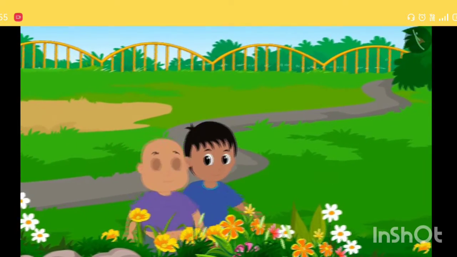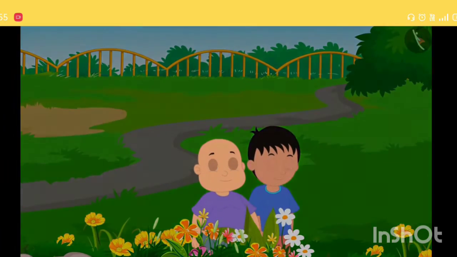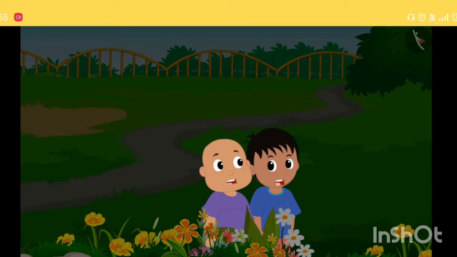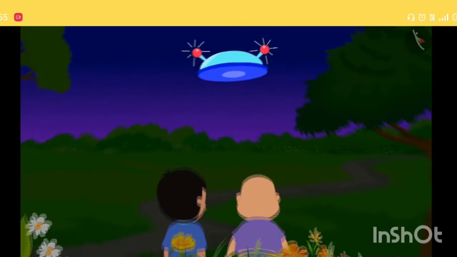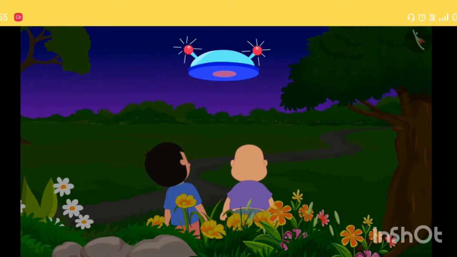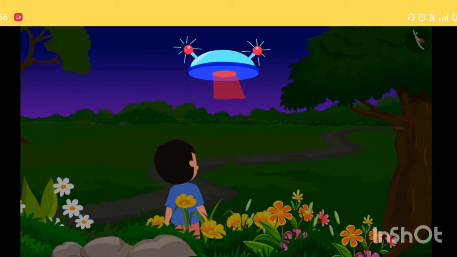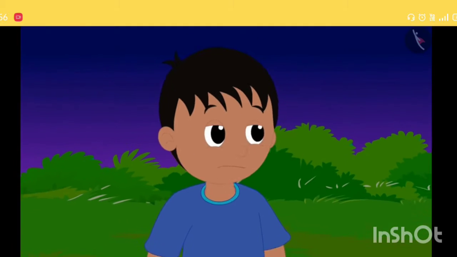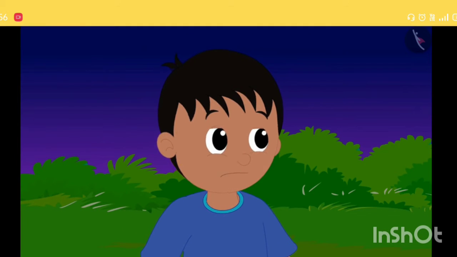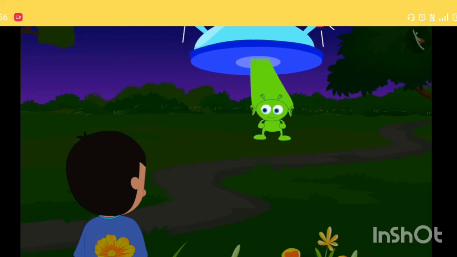Raju and Bablu are walking in the park. Hey, how did it suddenly become dark? Look, Bablu is being pulled into that flying saucer. Raju is shocked. He is unable to do anything.